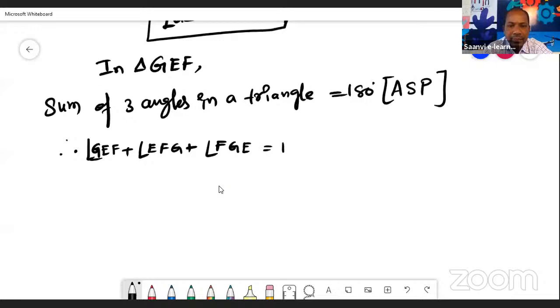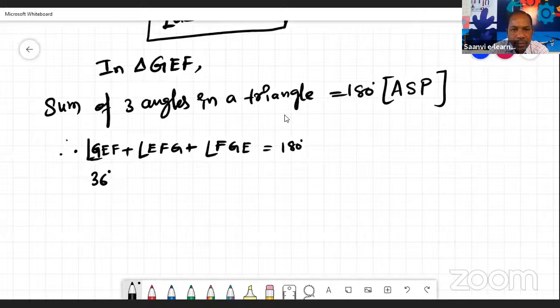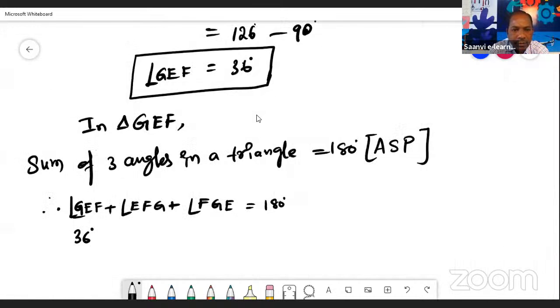Okay, that is equal to 180 degrees. These are the three angles, so the sum of these three angles is equal to 180 degrees. Angle GEF, just now we have got 36 degrees.